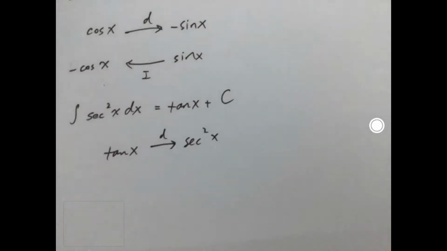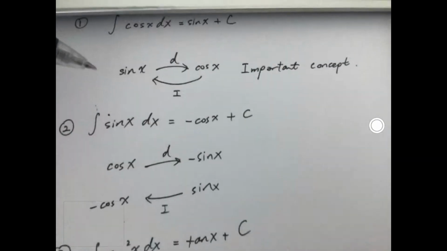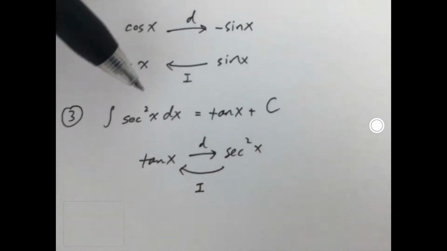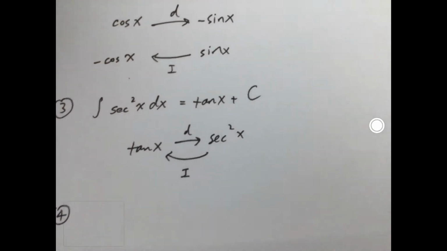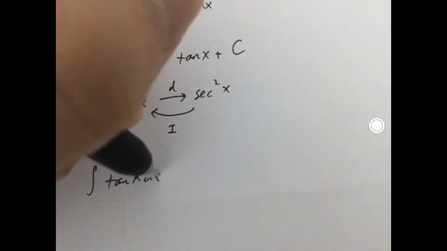Next, this is another one that's on the equation sheet, one that you have to remember. It has been proven for you. Don't ask why, just use it. And then we can see that if you take the derivative of tan, it's secant squared, and if you take the integral of secant squared, it'll be tan if you follow the formula.